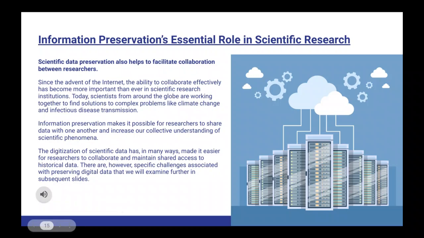In addition to allowing for continuity over time, scientific data preservation also helps to facilitate collaboration between researchers. The internet has made this more important than ever. Today, scientists from around the globe are working together to find solutions to complex problems, like climate change and infectious disease transmission. Information preservation makes it possible for researchers to share data with one another and increase our collective understanding of scientific phenomena.